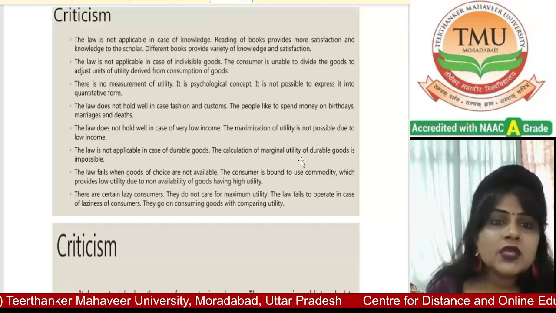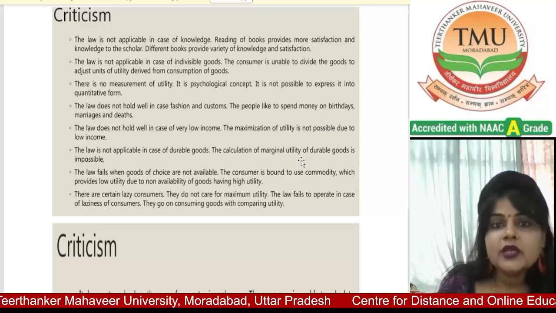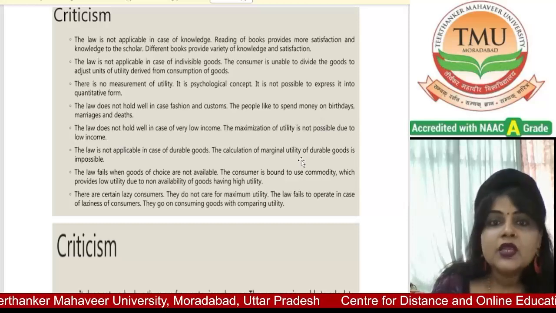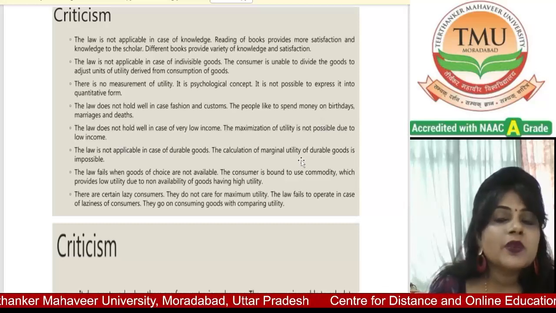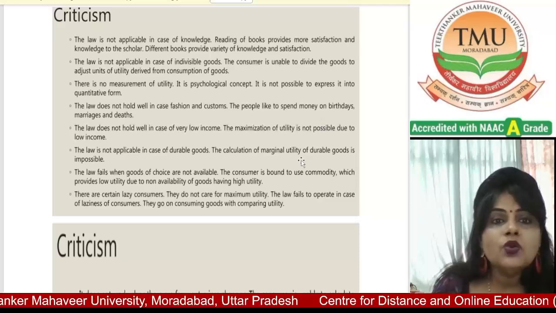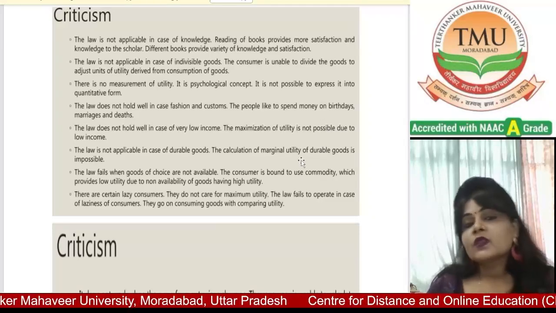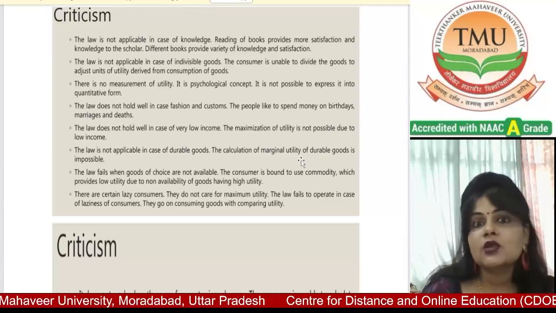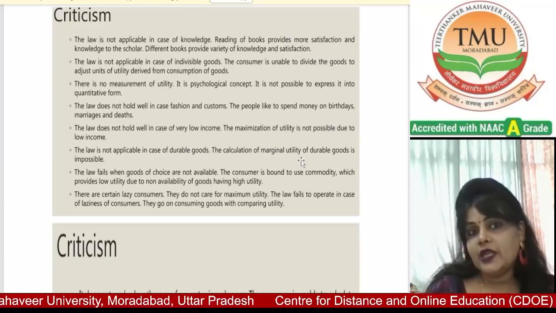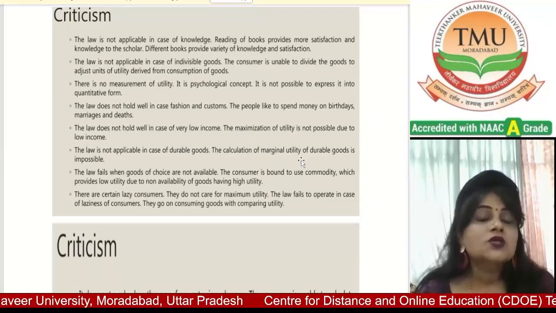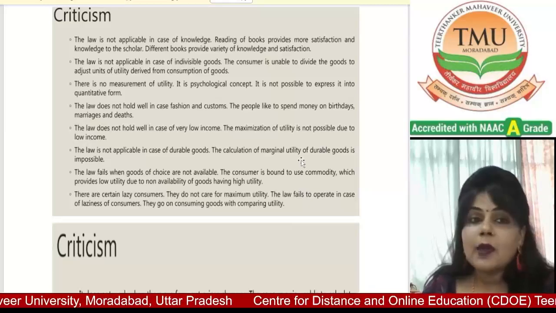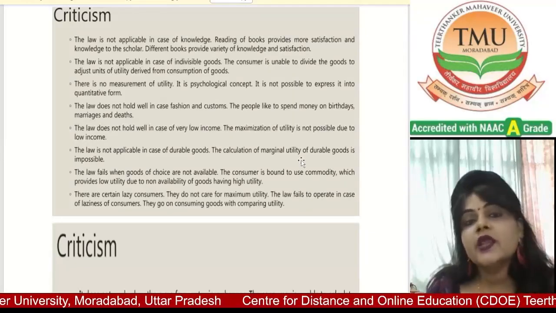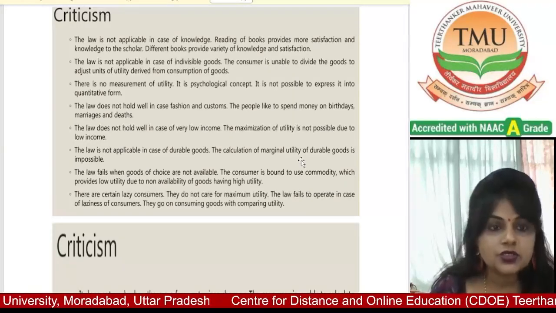Now, next, there is no measurement of utility. It is a psychological concept. It is not possible to express it in quantitative form. Utility is only a psychological concept. We can feel it, but we cannot measure it. So the ordinal approach is considered better than the cardinal approach.